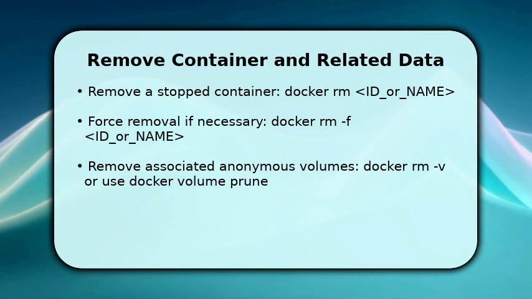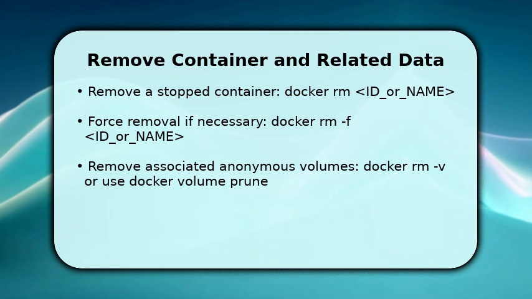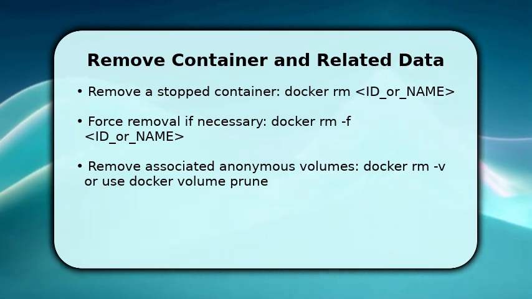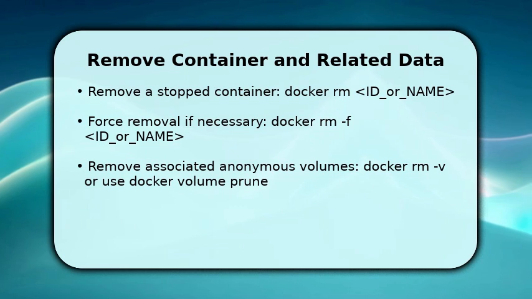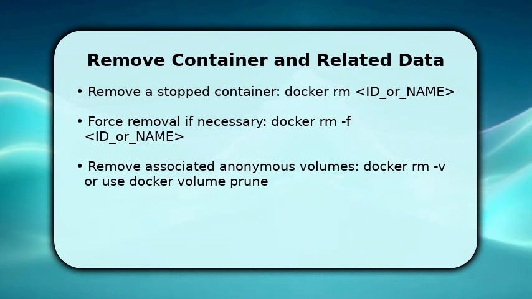Be aware this can kill processes abruptly. To also clear anonymous volumes attached to the container, add -v or run docker volume prune afterwards. You do this to avoid leaving orphan volumes that consume disk space. Confirm removal with docker ps and docker volume ls.